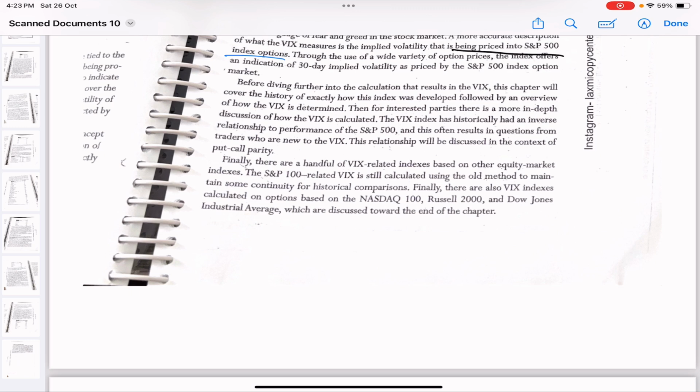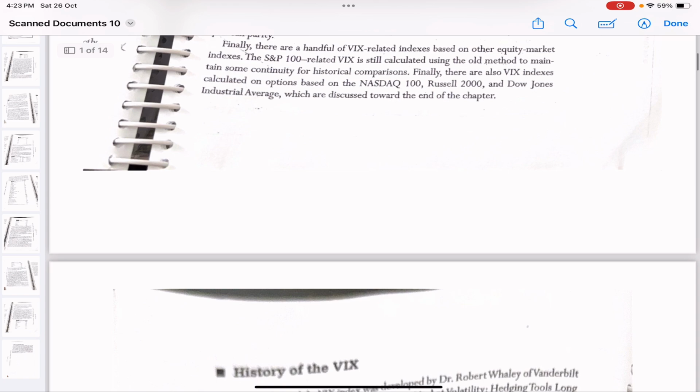The VIX index has historically had an inverse relationship to the performance of the S&P 500. Now, why are we saying that there has been an inverse relationship? Because when the VIX index rose that much, the stock market actually crashed, right? So they do not have a direct relationship, they have an inverse relationship, because the opposite was happening during that time.